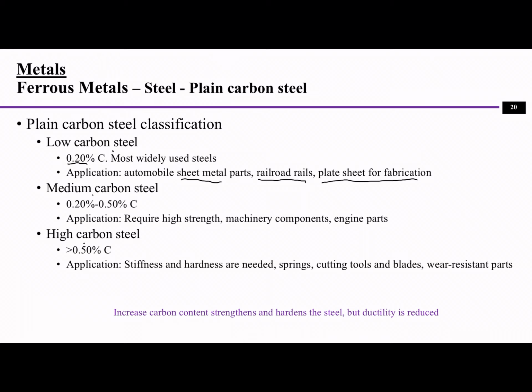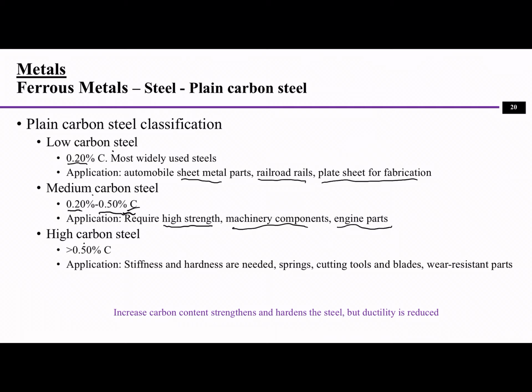And medium carbon steels are steels with carbon percentage from 0.2% to 0.5%. Because the carbon increases, the strength also increases with more carbon. So this kind of plain carbon steel can be used in environments that require higher strength, like machinery components and engine parts.